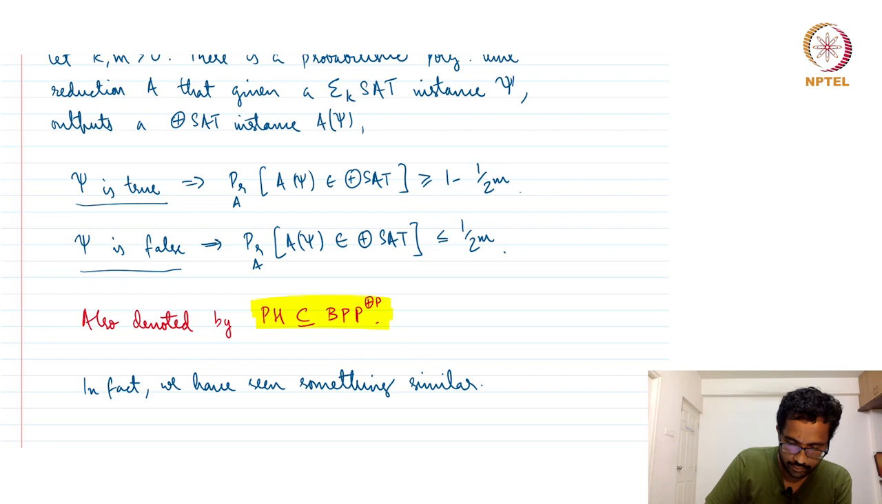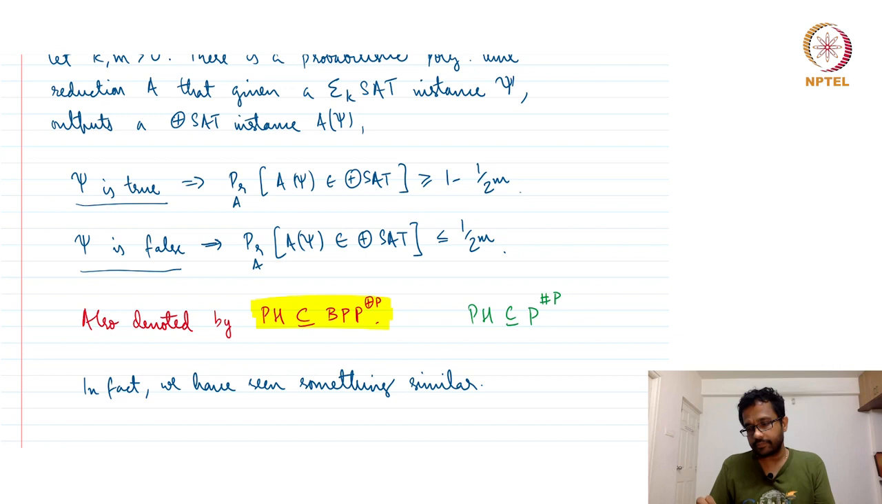Our target was to show that the polynomial hierarchy is contained in P to the sharp P oracle. So P is seemingly a weaker class than BPP, and sharp P is a stronger class than parity P. So we want to come to deterministic polynomial time, but we are okay to use a counting oracle rather than a parity oracle. This is where we want to go. Ultimately we will prove the statement on the right-hand side, that the polynomial hierarchy is contained in P to the sharp P, but in this lecture we will show the first statement.